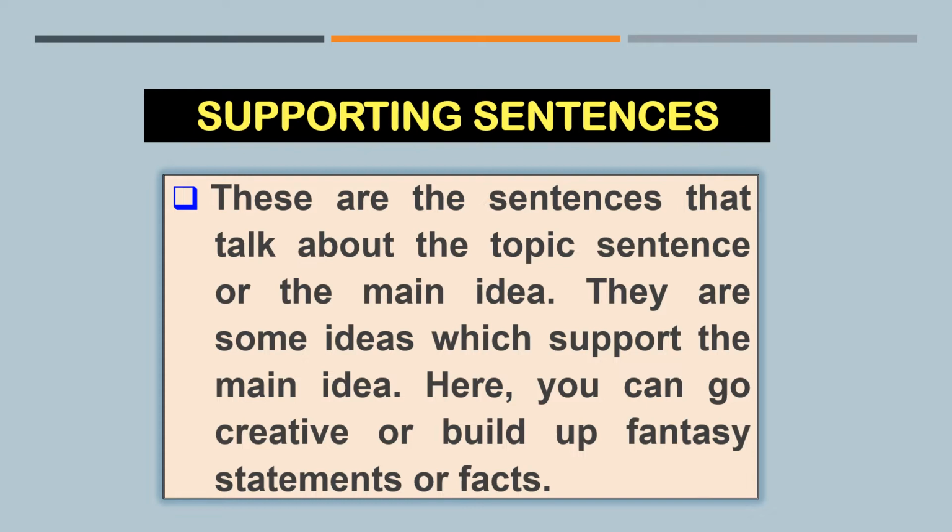Here you can go creative or build up fantasy statements or facts. So if you're talking about something to do with real people or you're talking about a scientific fact, then you will have a lot of facts as your supporting sentence. But if you're talking about a superhero or you're talking about your best friend or something that you can build up a fantasy world around, then your supporting sentences can be more creative, can be something out of your fantasy world.